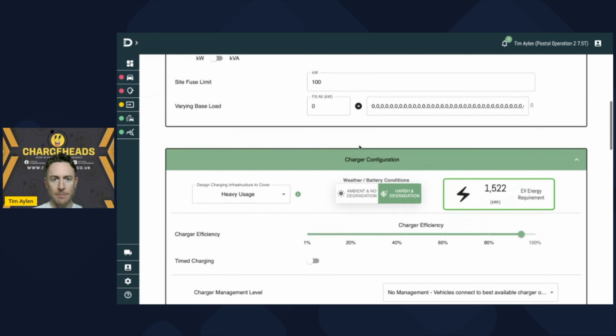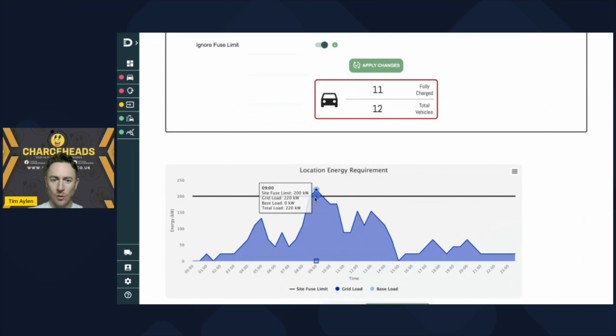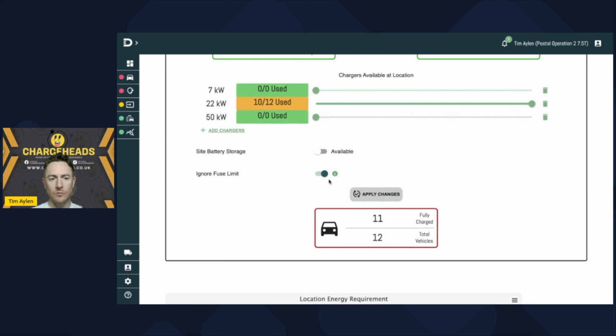So let's up the power. The DNO has been very kind. They come back to us and they give us another 100 kilowatts. We apply the changes. Not quite enough for that peak now. We're 20 kilowatts away. So we've still got all the power in the world because I'm ignoring the fuse limit. So let's just work out what chargers we need, optimize them before we look at the power.